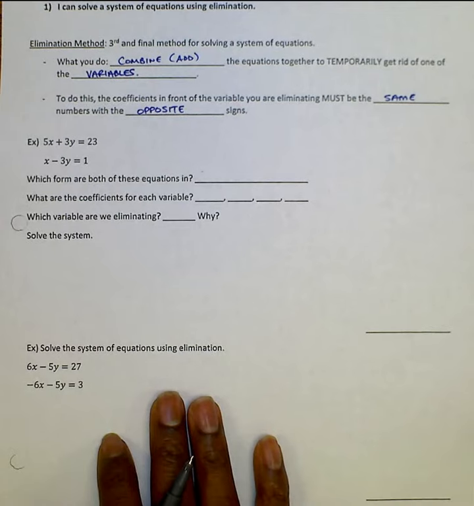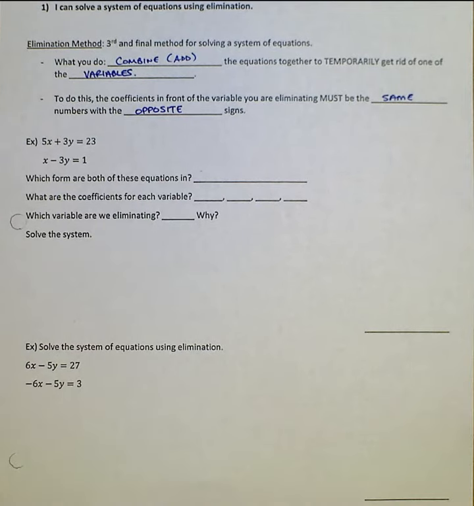So, look at our example. We have 5x plus 3y equals 23 and x minus 3y equals 1. Which form are both of these equations in? Well, they have x and y on the same side. That's the standard form.